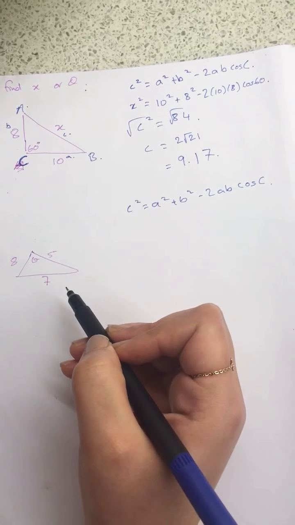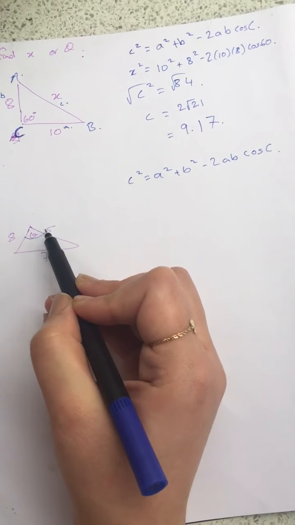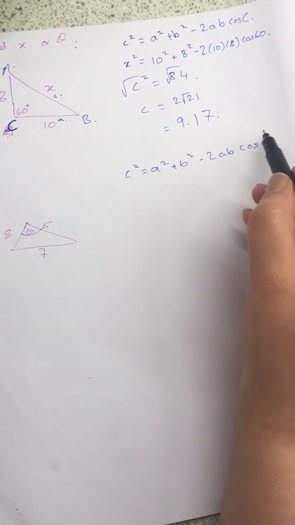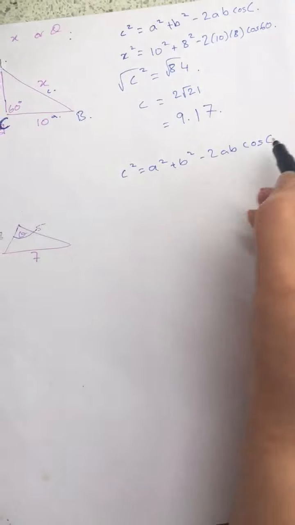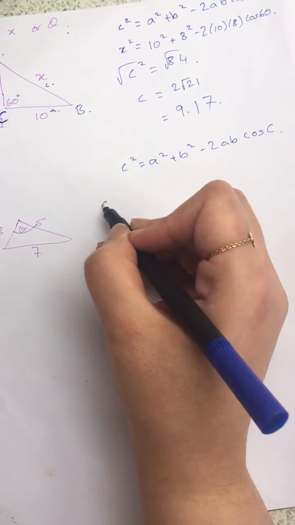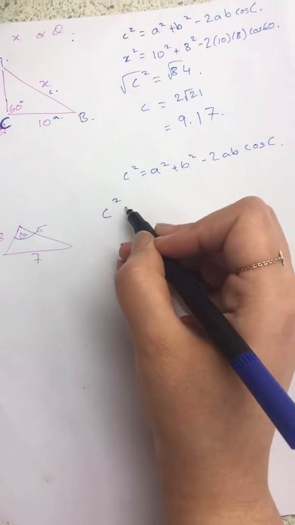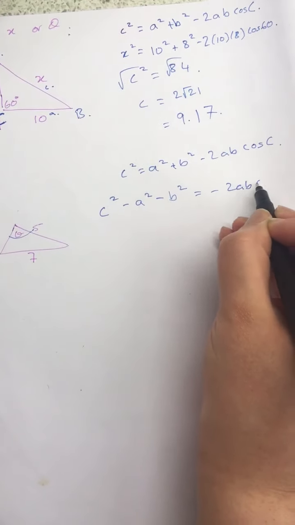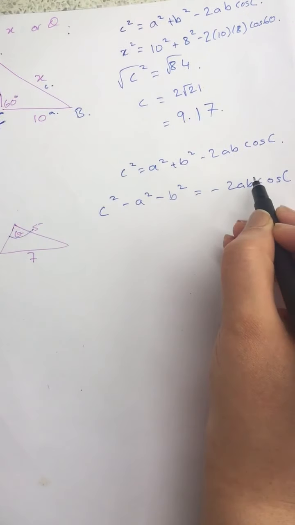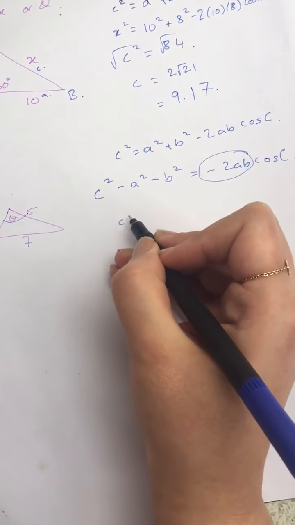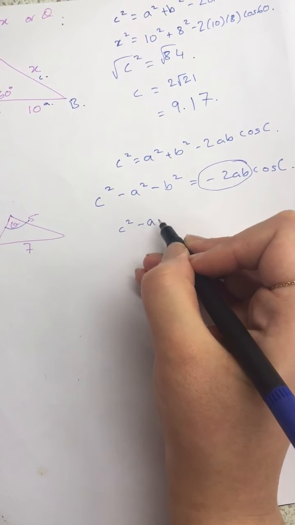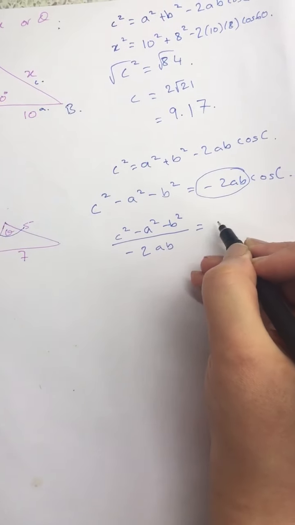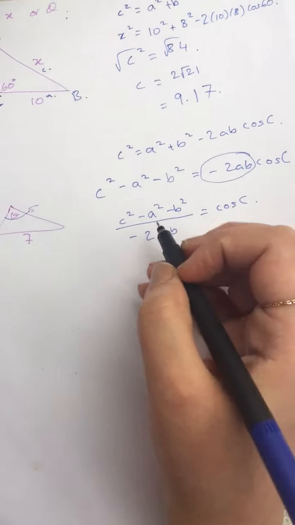Now here, I'm not finding the side, I'm finding the angle. I want this angle. I can put in the numbers in here, and that will be fine, and then I make cos C the subject. But if you want, you can make cos C the subject now. So if I want cos C by itself, c squared minus a squared minus b squared is equal to minus 2ab cos C, and then I divide by minus 2ab. So it's c squared minus a squared minus b squared divided by minus 2ab is equal to cos C.